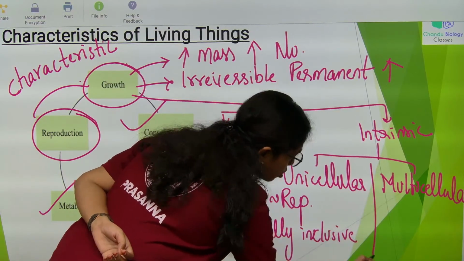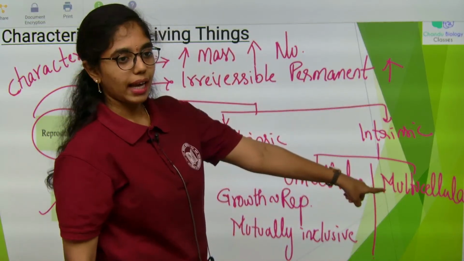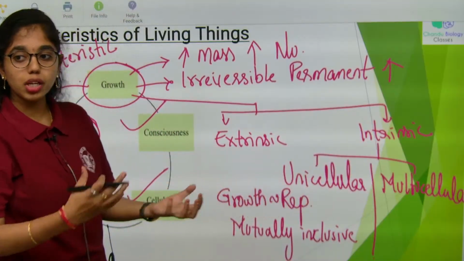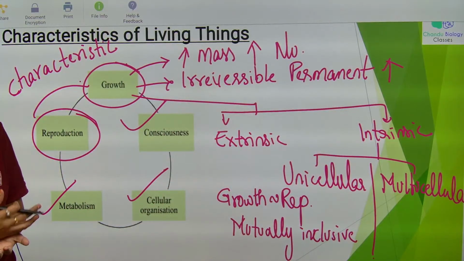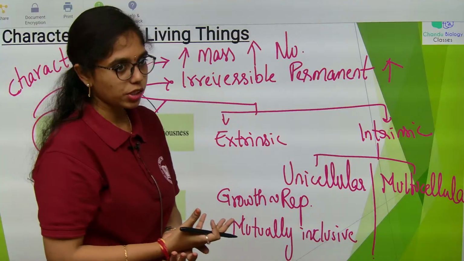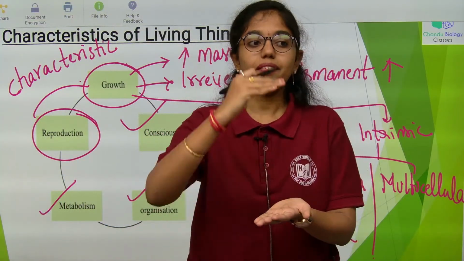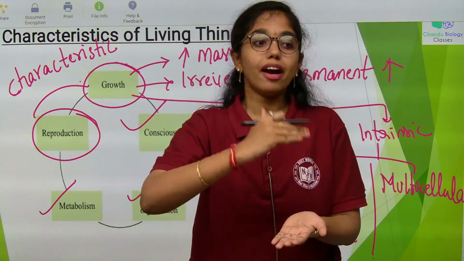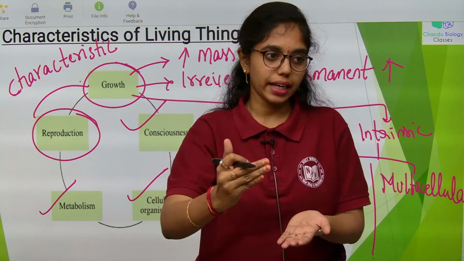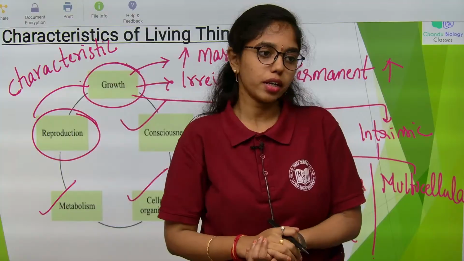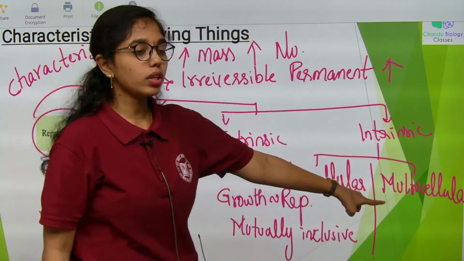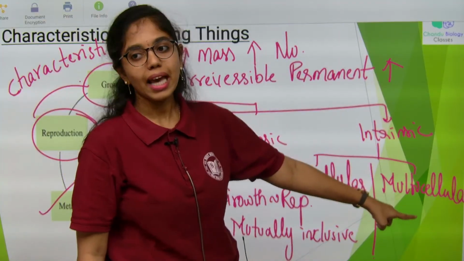And here if you see multicellular organism, growth and reproduction are mutually exclusive. Let us consider the multicellular organism like plants or animals. Okay. First they will attain the juvenile stage. After the juvenile stage is attained, then only they will enter into the reproductive phase. So, here growth and reproduction are mutually exclusive.